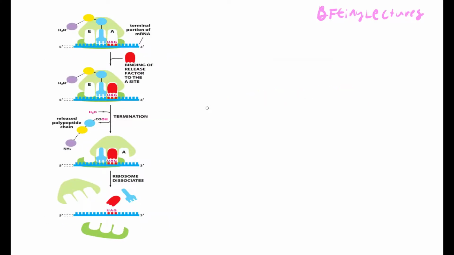But eventually, all good things must come to an end. And so eventually we will reach a stop codon. So the stop codon, again, would be UAG. We have another U, we can have AA, and again, we can have UGA. So again, these are stop codons. When the tRNA reaches a stop codon, it actually doesn't recognize it. It doesn't recognize the stop codons.